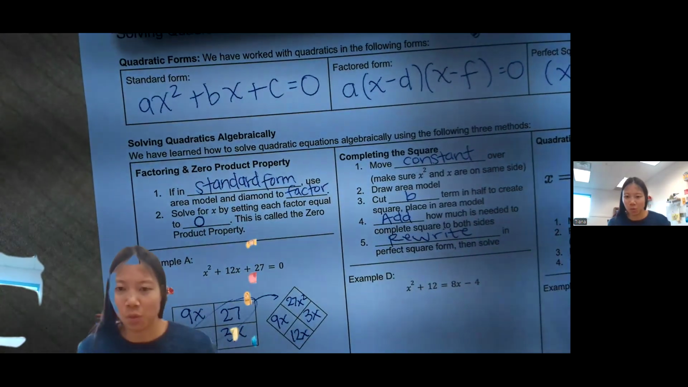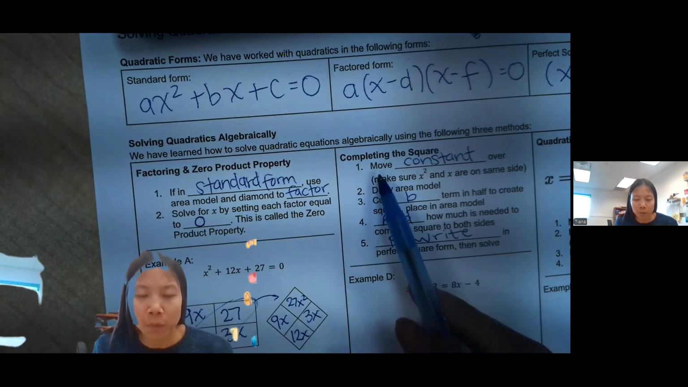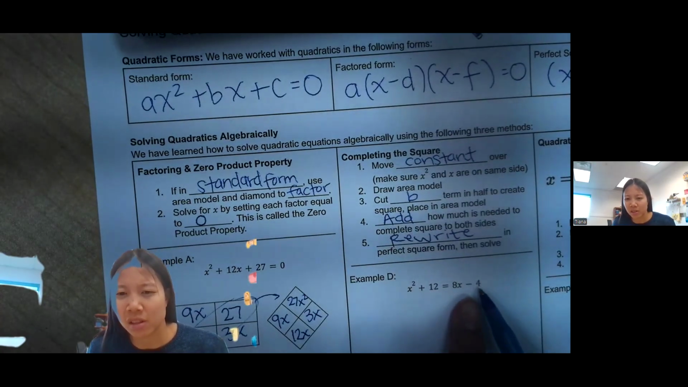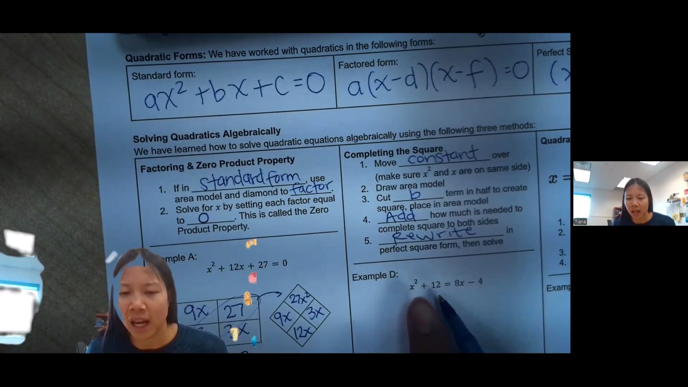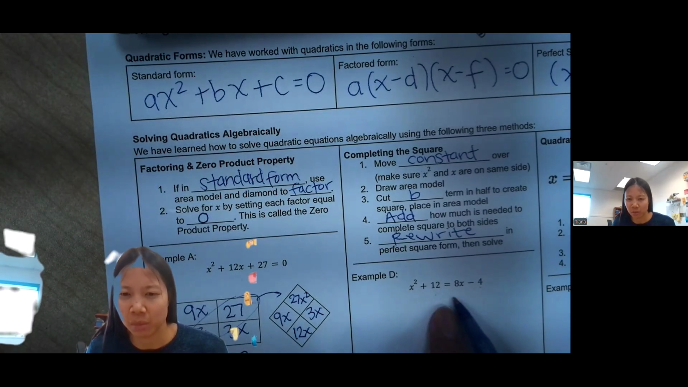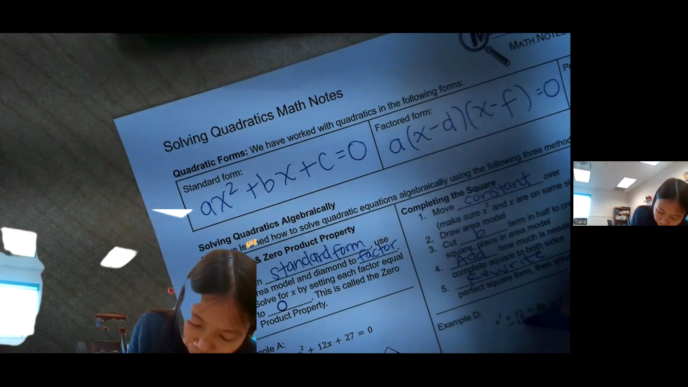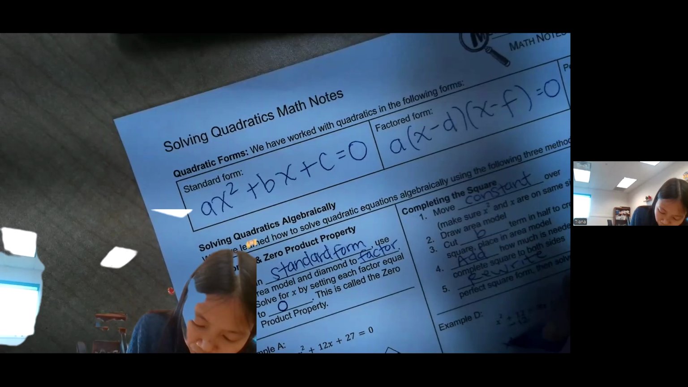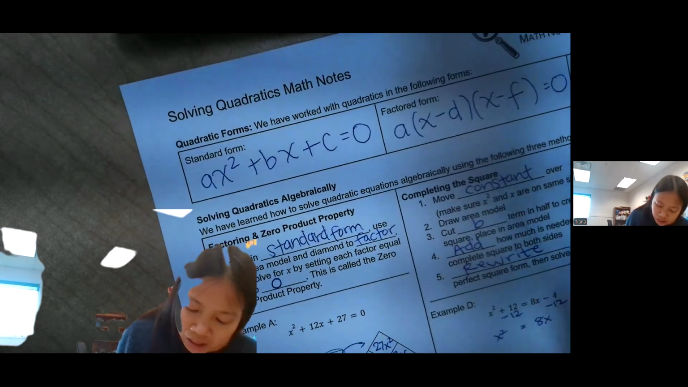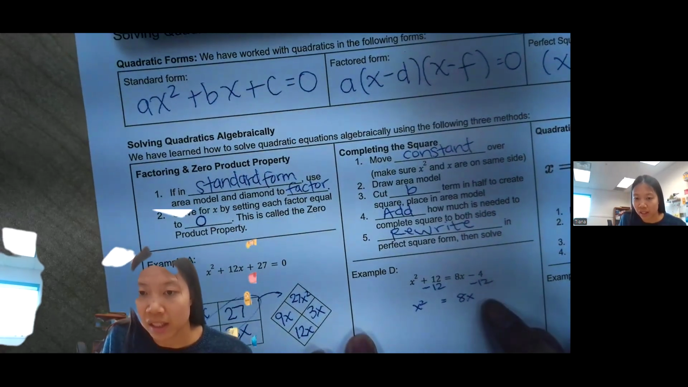So let's walk through this. For step 1, I want to move the constant over. It looks like my constant is already over here, but I have this plus 12 as well, so I need to move that 12 over as well. So let's do that. Minus 12, minus 12. I have x squared equals 8x. Negative 4 minus 12 is negative 16.